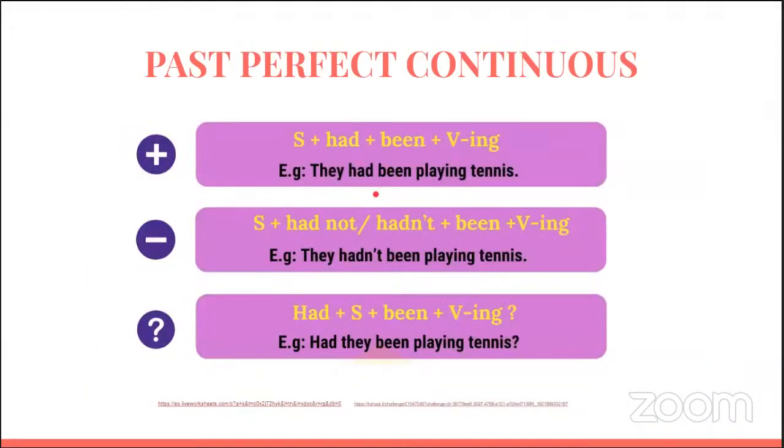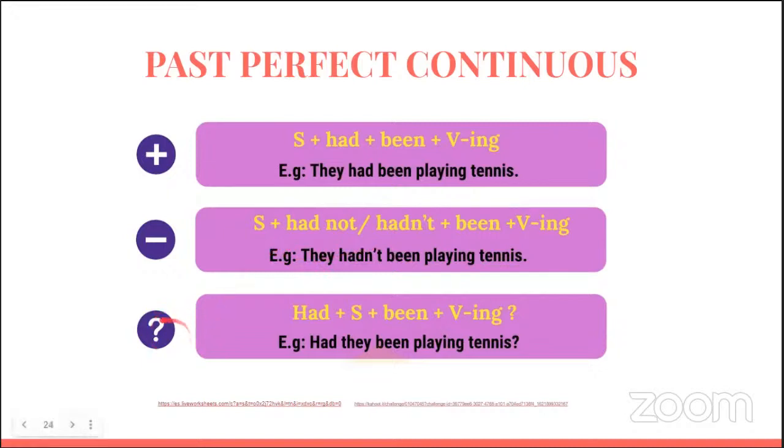All right, let's check on the structure. We are going to be using a subject followed by the auxiliary had, followed by been and the verb in the ing form for making affirmative or positive statements. Example: they had been playing tennis. As you see here, had will be the auxiliary for the past perfect tense. For negative statements, the only thing we do is add not to had, or we can contract these two words into hadn't, followed by been and the verb in the ing form. Example: they hadn't been playing tennis.